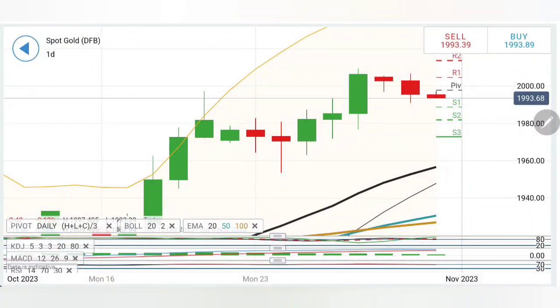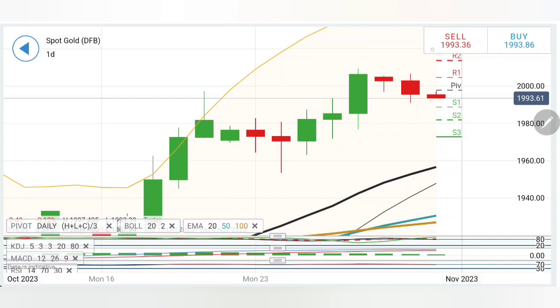Gold traded with a bearish bias yesterday and has a very important and critical support at 1990 levels. At the same time, on the upside, even when it tried to retrace, our selling levels from yesterday, 2001 and 2002, are proving to be a great resistance.